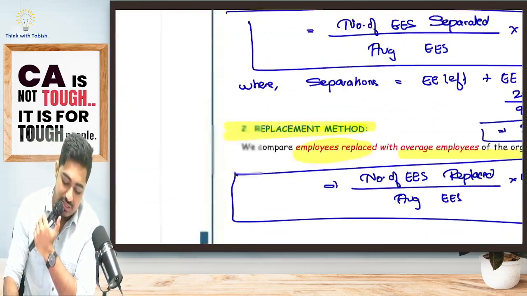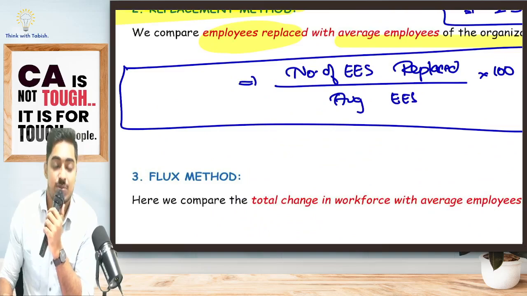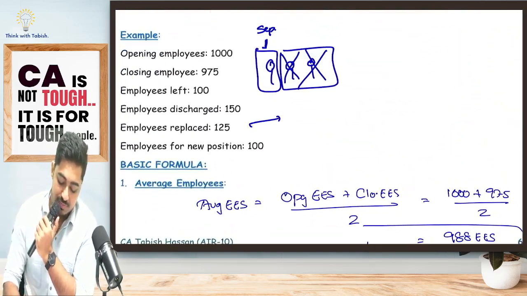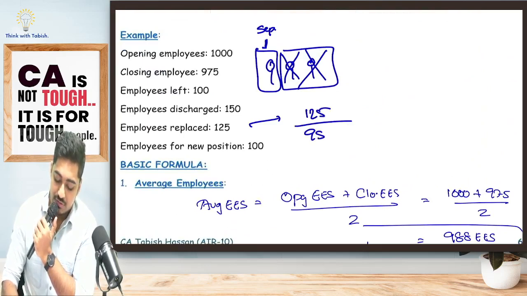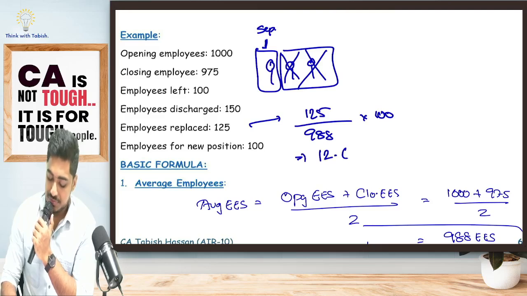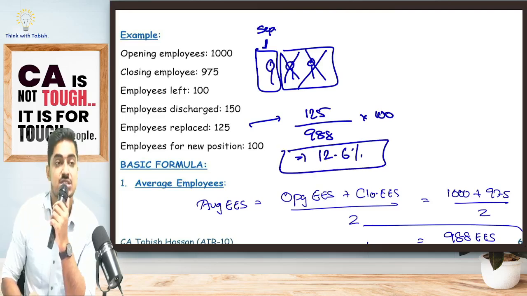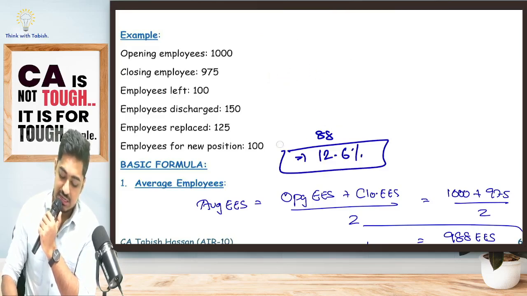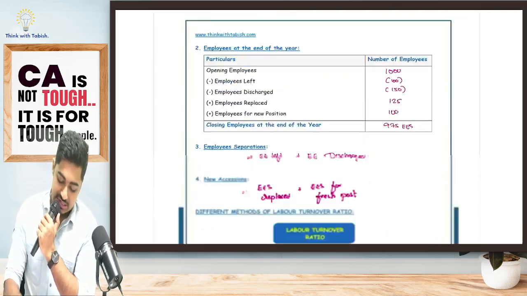Okay, sir. That means I'm comparing my employees replaced with my average number of employees. Tell me, in this situation, how many employees are replaced? 125 on an average of 988. That means how much percentage? 12 point something percentage. Yes or no, everyone? This is what my replacement method is telling. Till here, is this clear? Yes, sir, it is clear.